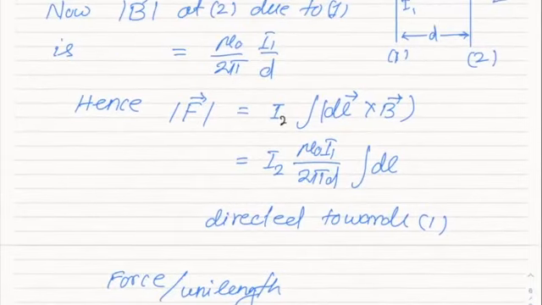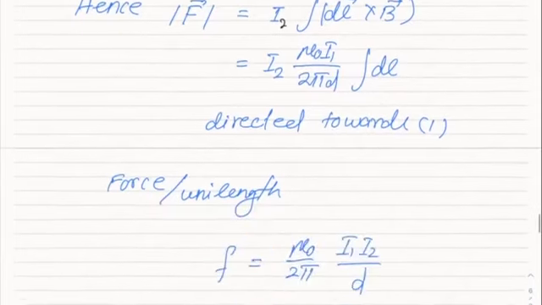You can use infinitely long wires, or you can do one thing: calculate the force per unit length, so that this dl factor goes away. So all you have is mu 0 by 2 pi I1 I2 by d. That's the force per unit length between two current carrying wires.